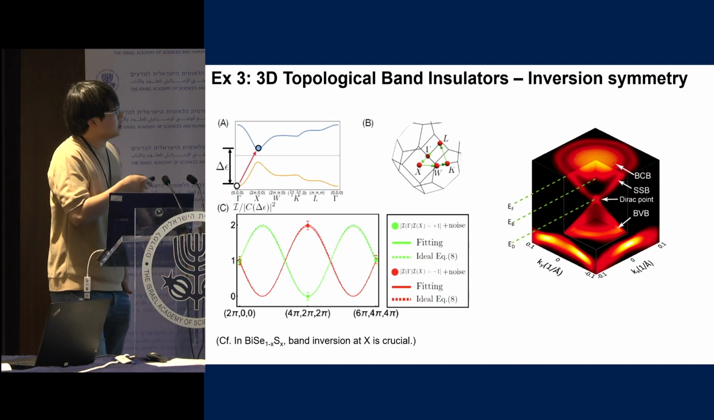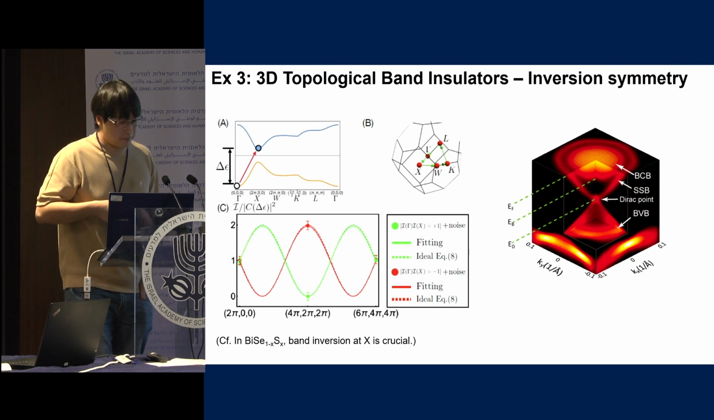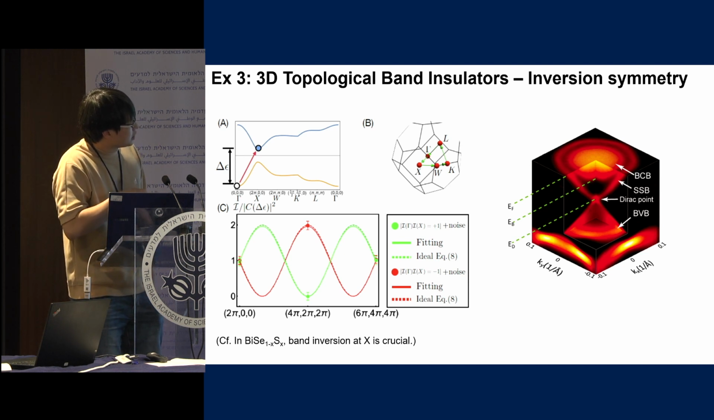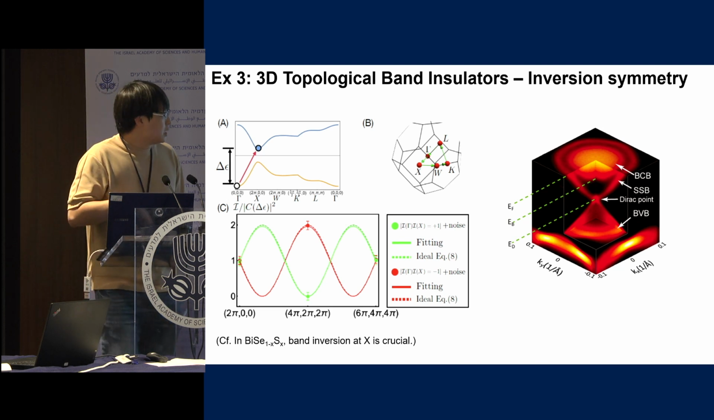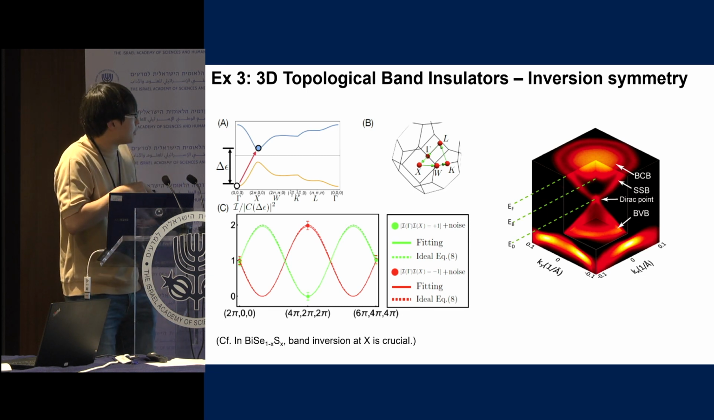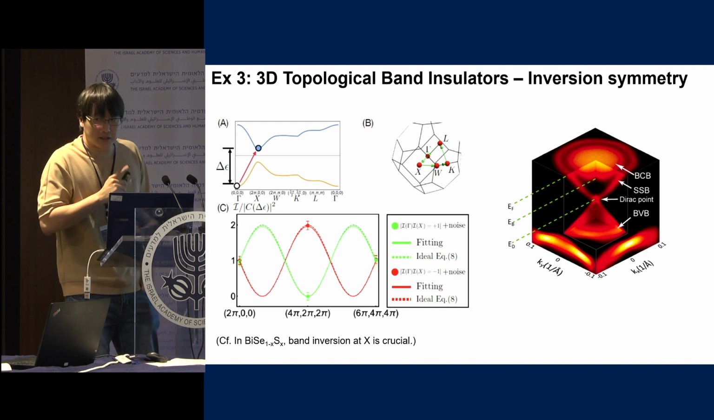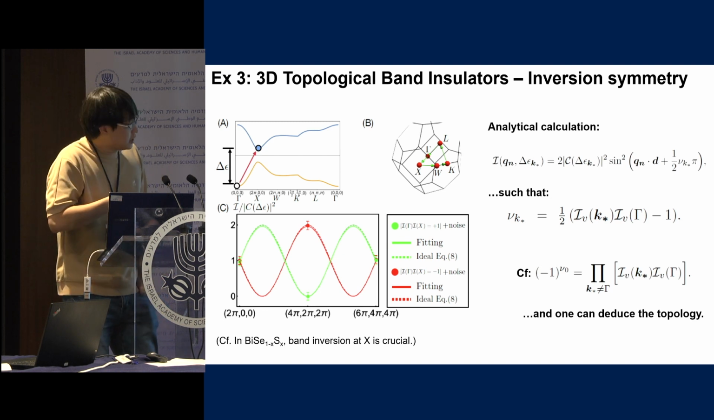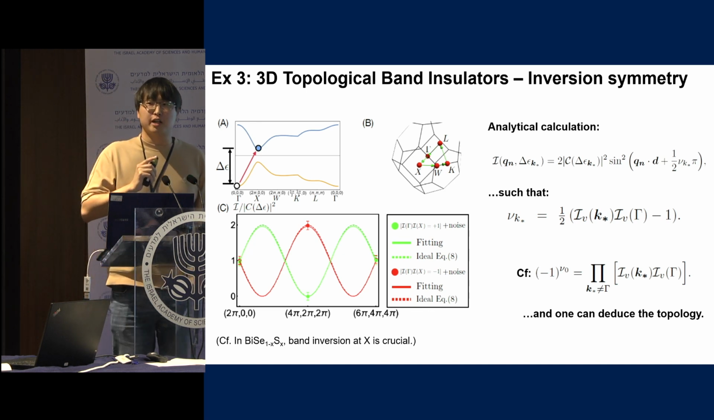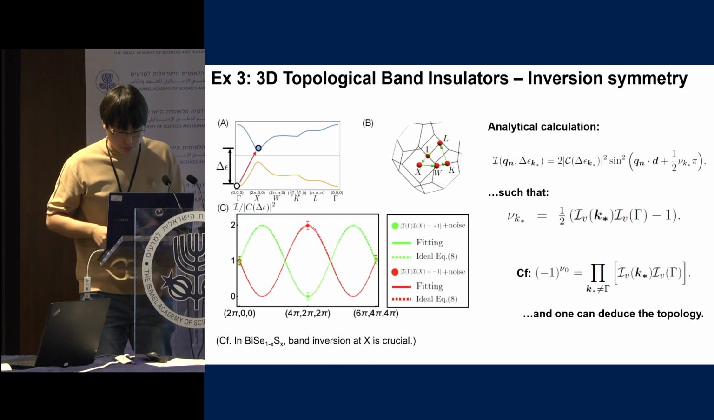This can also be tested in three-dimensional topological band insulators, which have inversion eigenvalues. For topological band insulators on the diamond lattice, it's known that the X point is crucial, so you can consider the scattering between gamma and X. The green one and the red one oscillate differently, and those correspond to different combinations of the inversion eigenvalues. Remember that if you can read off the inversion eigenvalues in three-dimensional topological band insulators, then you can easily read off the Z2 invariant.